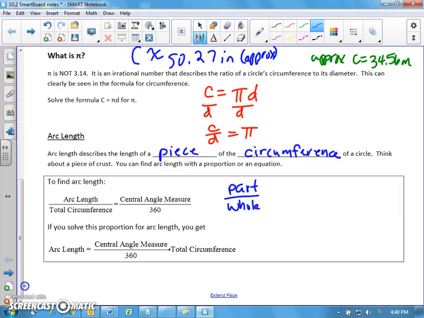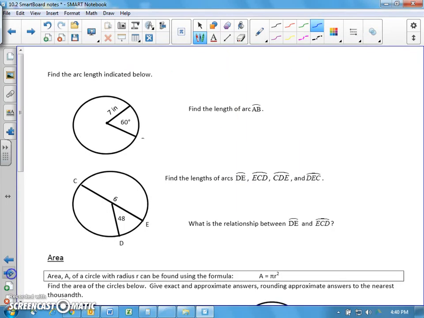If you solve this for arc length, you can use kind of a shortened version of this just by putting the central angle measure over 360 and multiplying by the circumference. So let's look at some examples here.